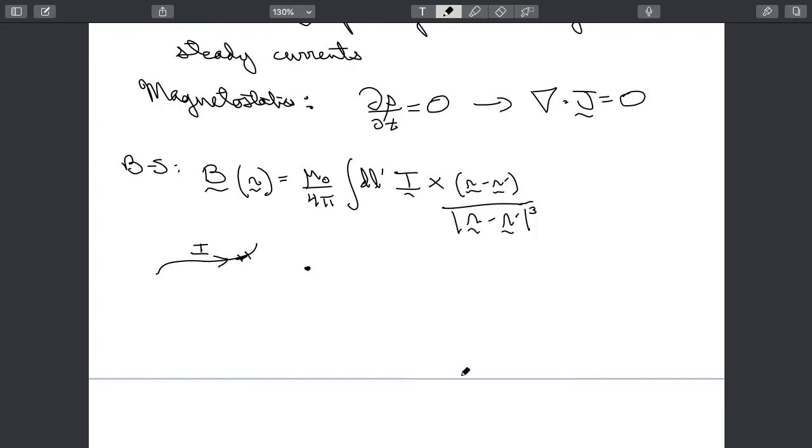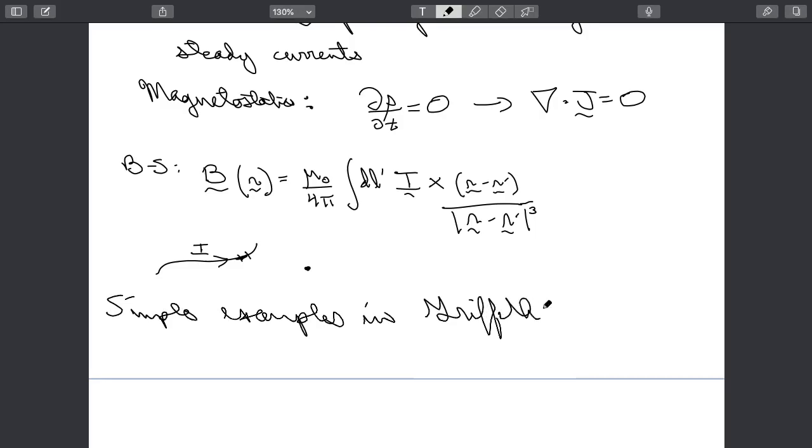So I don't know if it's useful to make examples of this. There are some simple examples in Griffiths, where he takes, there's example 5.5, which takes it for a segment of a wire. Where is it? B from wire segment.